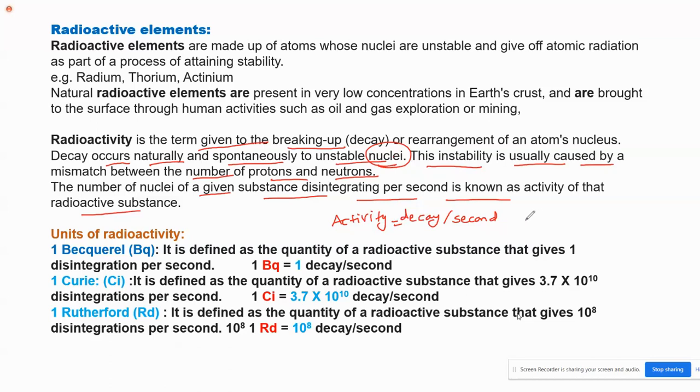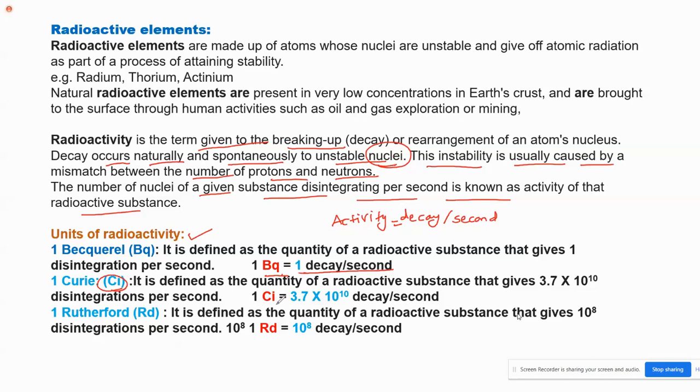There are different units to measure this radioactivity. 1 becquerel is nothing but 1 decay per second. So the basic unit is 1 becquerel. In honor of the scientist Becquerel, it is named, and in short it is written as Bq. 1 becquerel equals 1 decay per second. 1 Curie is denoted by Ci. Marie Curie, right? You know the scientist Marie Curie. In honor of the scientist, it is named Curie.